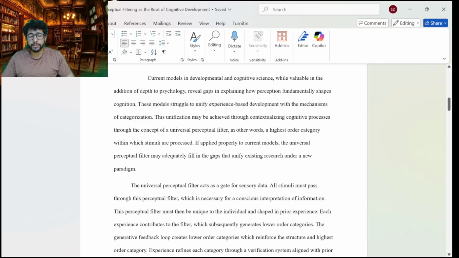And it's true, right? A lot of these models, they cannot unify multiple fields. They can't do it at all, really. And construction of reality actually does this. The universal perceptual filter is an aspect of construction of reality, but it isn't really the entire thing. So we're going to go through that as we read this paper together that I wrote.